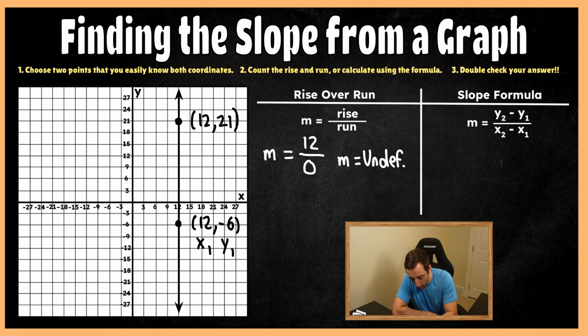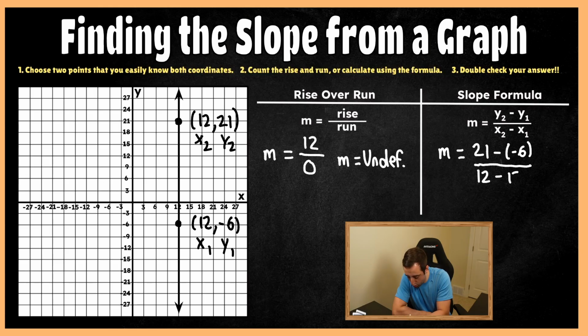Let's say this is x1, y1, this is x2, y2. Plug it into our slope formula. We get m equals y2, which is 21, minus y1, which is -6, over x2, which is 12, minus x1, which is 12. So we get m equals 21 minus -6. That turns to a plus. 21 plus 6, you get 27. 12 minus 12 is 0. And regardless, you get 0 on the bottom, making it that this slope is once again undefined for number 3.